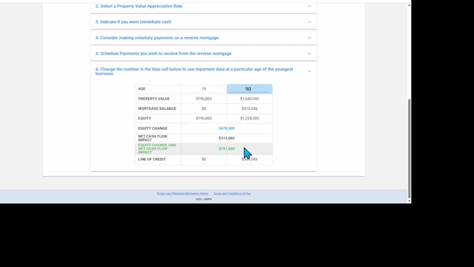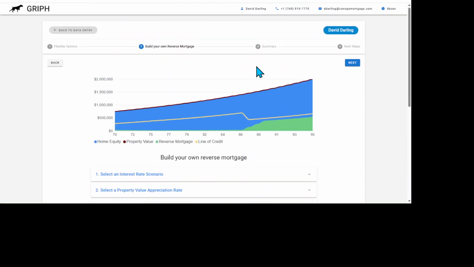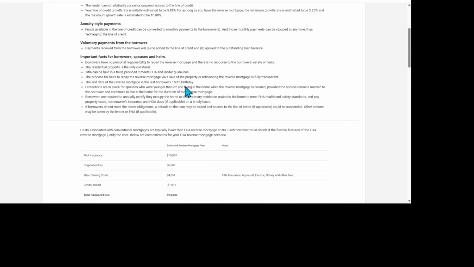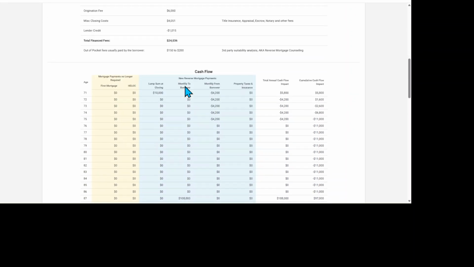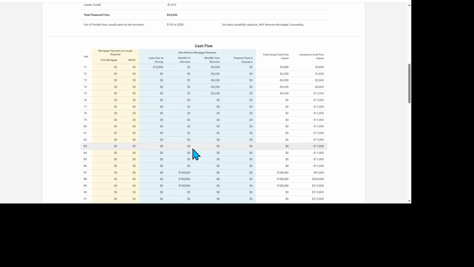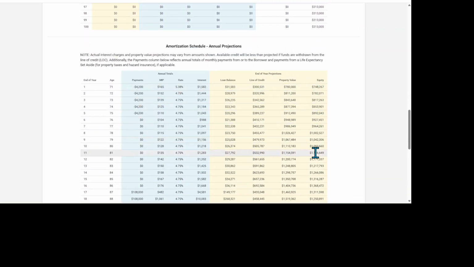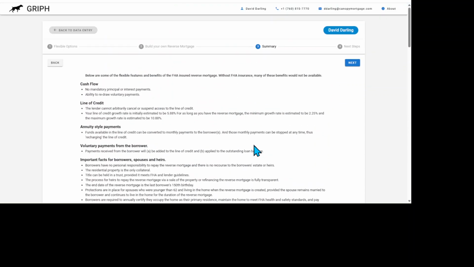So after you've run through this a bit and looked at it, you might say, okay, I think this is how I want it. Let's click on Summary. This will give you a little bit of verbiage about the reverse mortgage program. We'll also then go into some numbers for you. You'll see how the numbers here reflect what you saw in those graphs and charts, both in terms of cash flow and in terms of future equity and line of credit. But let's go back to the verbiage first.